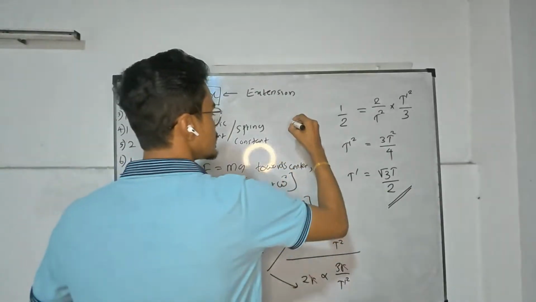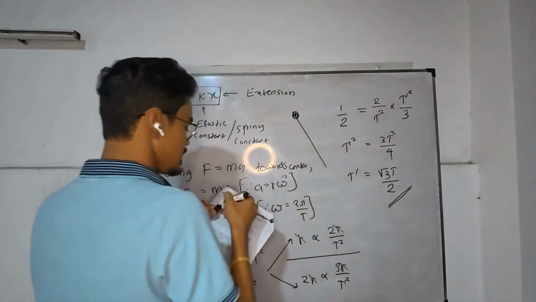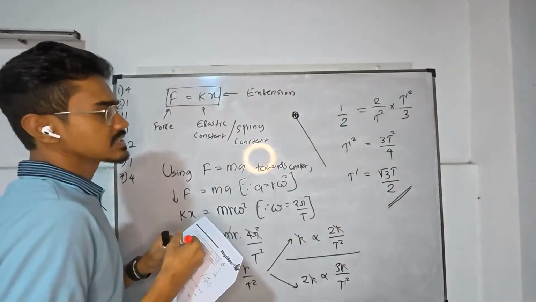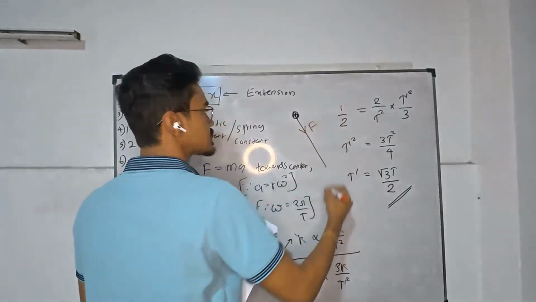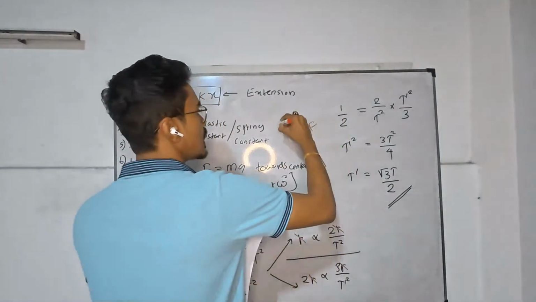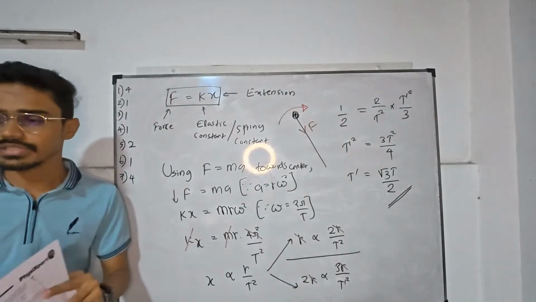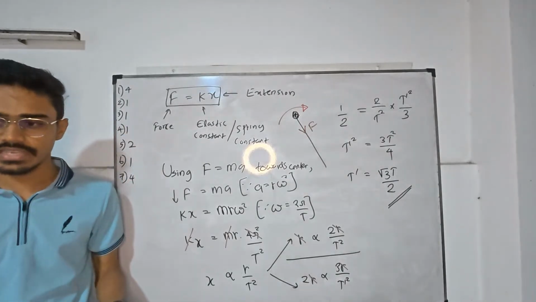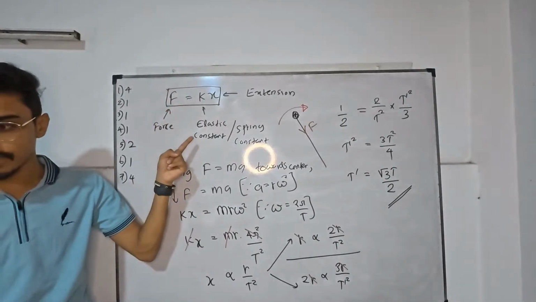Since this is a stretched string, this force is exerted, and the car undergoes circular motion like this. So when we use F equals ma towards center, the only force which acts towards center is F. So F can be expanded as kx.